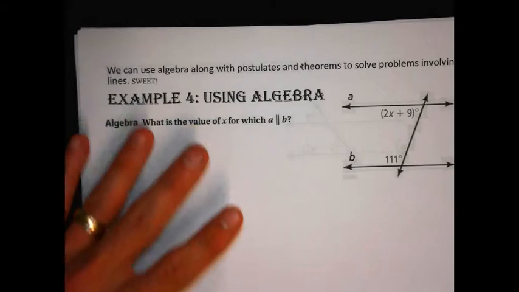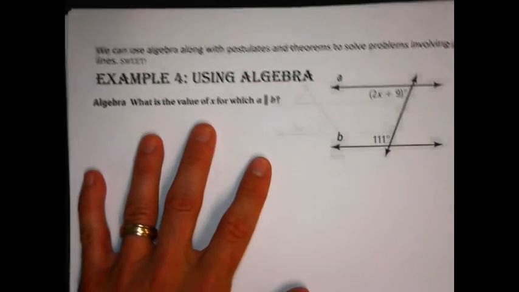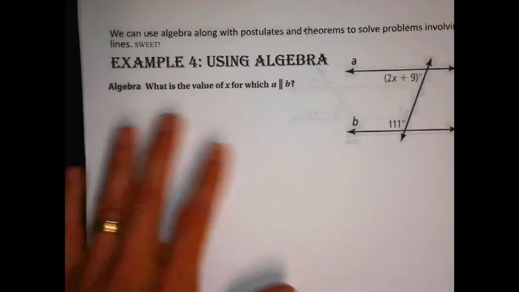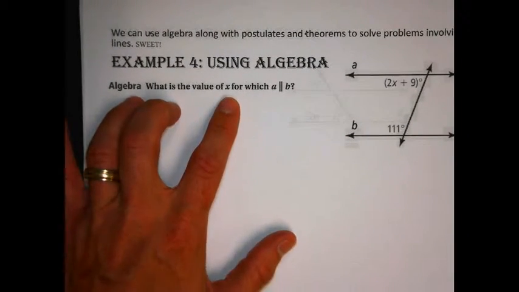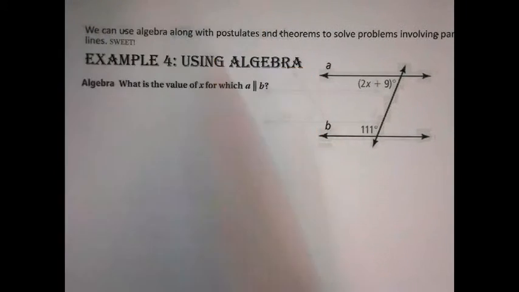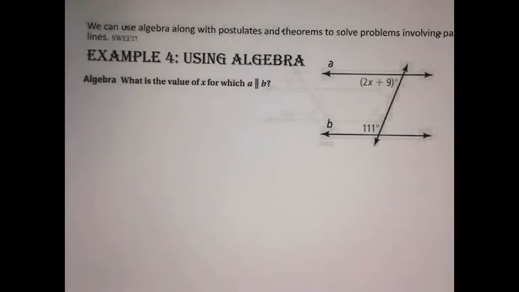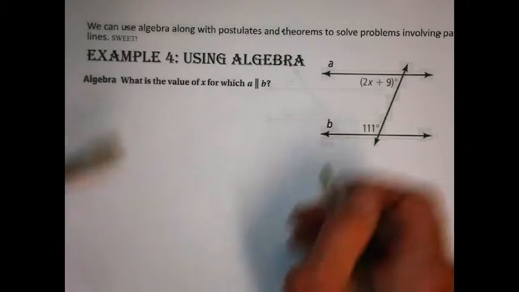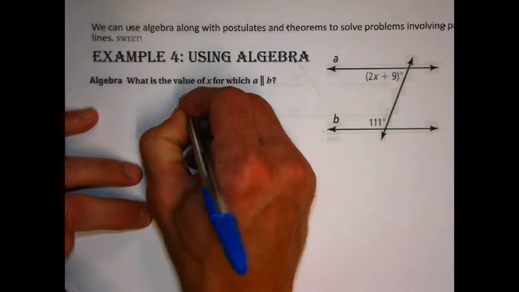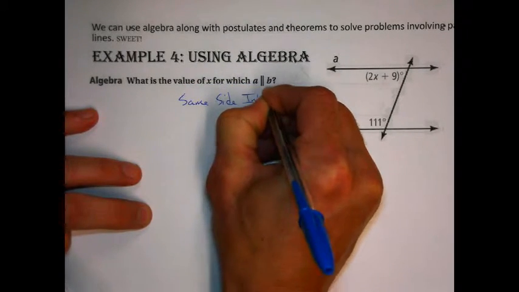We're talking about all these theorems and their converses. So here's a neat thing. Let's use some algebra. What is the value of x for which line A is parallel to line B? Well, what do we know? If line A were to be parallel to line B, then we have to see that these are same side interior angles.